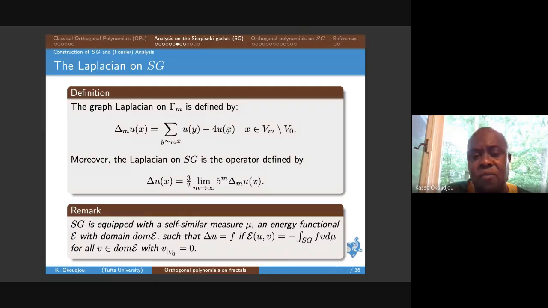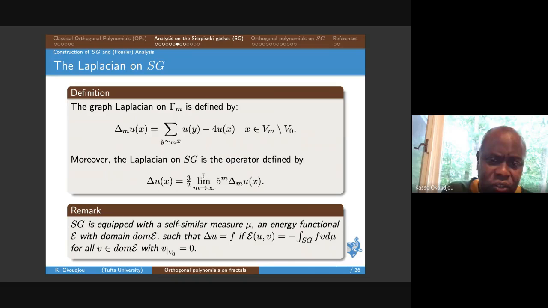There's a lot of work to do, but it turns out that you need to scale this graph Laplacian by 5 to the power m in order to ensure that when you take the limit as m goes to infinity, you get an operator that's well-behaved and defined on the entire Sierpinski gasket. I'm not going to go into this part, 5 to the power n, but you can actually show why this has to be the case. It has to do with the Hausdorff dimension of the fractal that you're using, and that's what's underlined here. But I'm just going to put that under the rug.